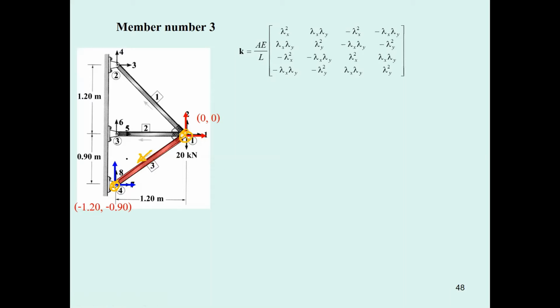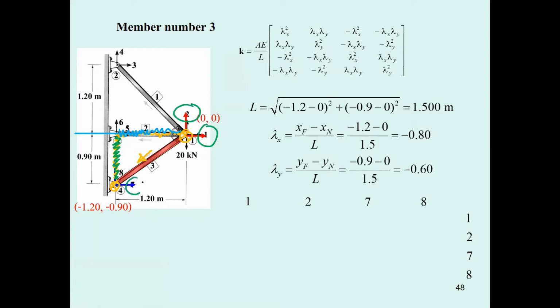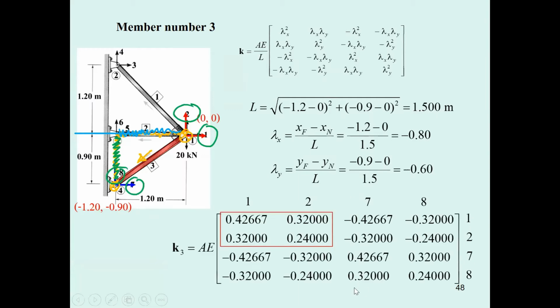Next, you don't need to do the computation: this is 0.9, this is 1.2, so L is going to be 1.5. Just put in 1.5. Lambda sub x is going to be minus 1.2 over 1.5, and lambda sub y is minus 0.9 over 1.5. See, the computation is going to be very easy. Then you rearrange the node numbers 1, 2, and 7 and 8. Just put 1, 2, 7, 8, and do the same computation. You will get this result.